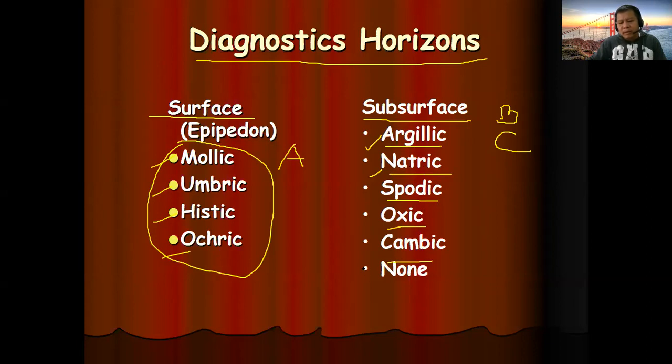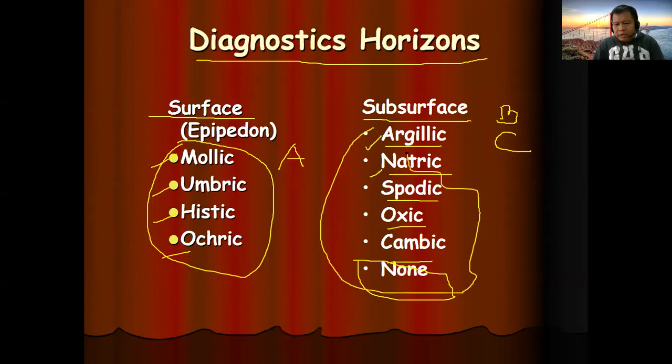Minsan meron tayong subsurface diagnostic horizon na wala tayong makikita. No? These are just among the examples of the diagnostic subsurface horizons that can be observed, but marami pa mga examples. These are just a few. No? Okay. So, itong mga argillic, natric, spodic, oxic, cambic, talagang hindi natin ito makikita sa surface or epipedons.